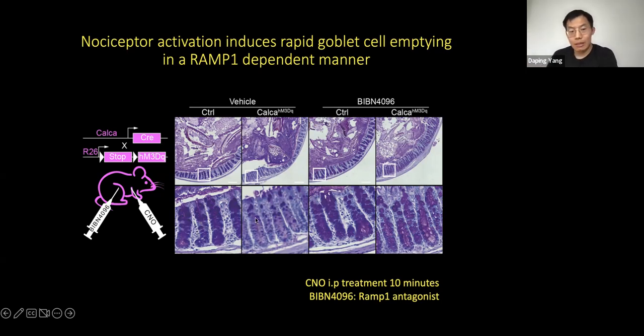And the mucus and goblet cell emptying induced by neuron activation can be blocked by BIBN pretreatment, which is a RAMP1 antagonist, which suggests that the neuron activation induced goblet cell emptying depends on RAMP1 signaling.